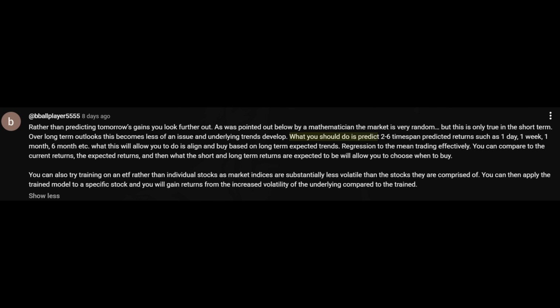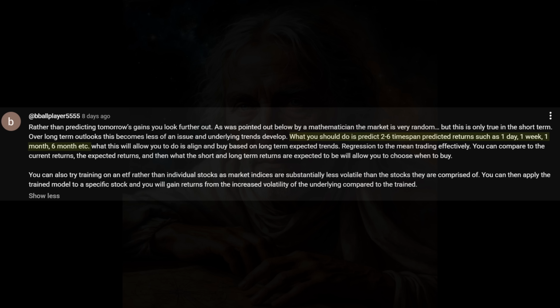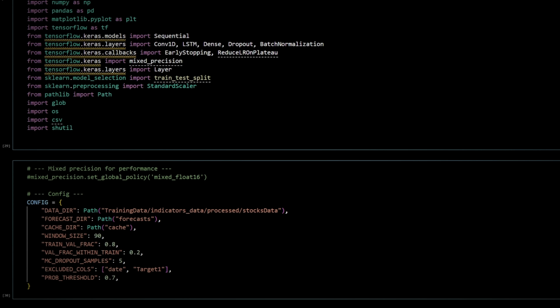So let's get into this. What you should do is predict 2 to 6 time span predicted returns, such as 1 day, 1 week, 1 month, 6 month, etc. A lot of you pointed this out.